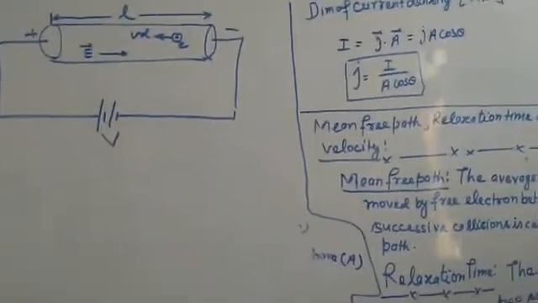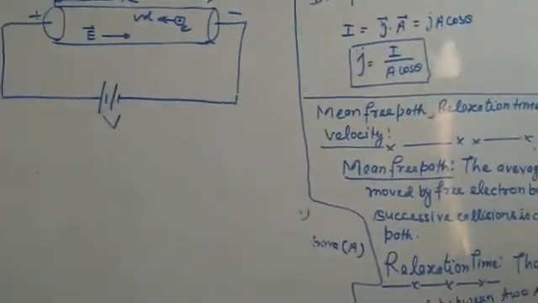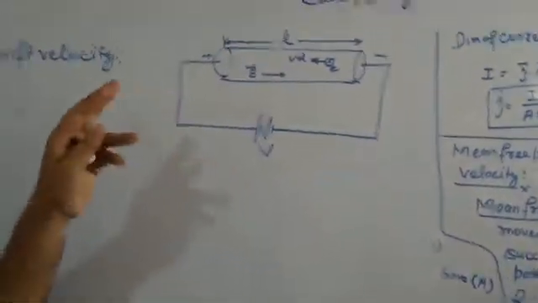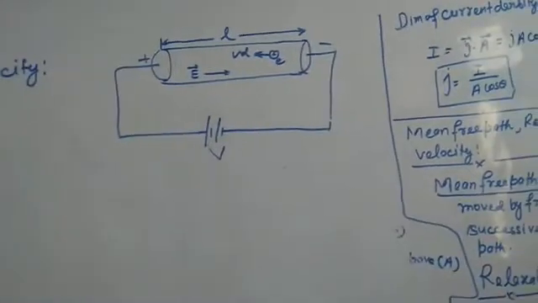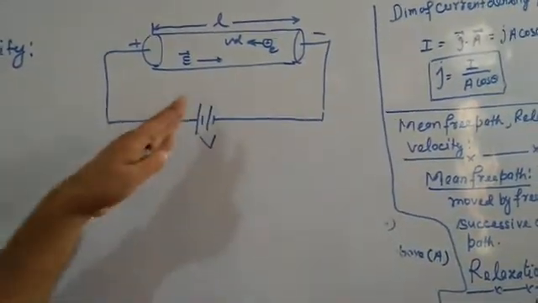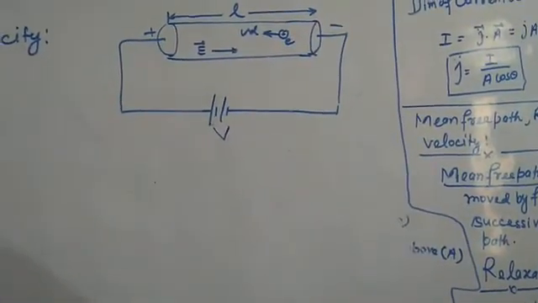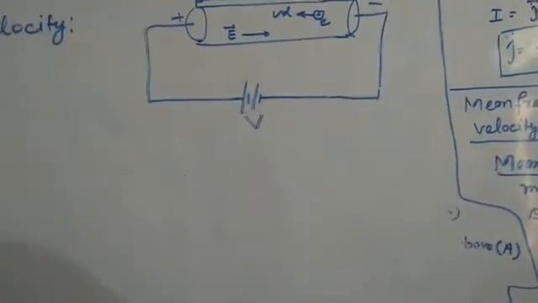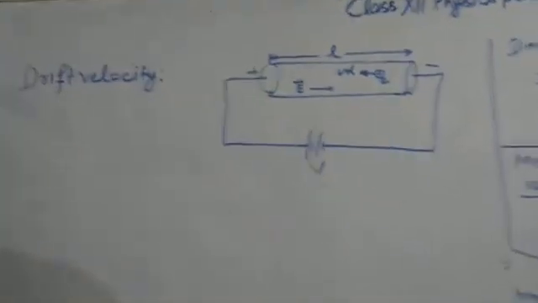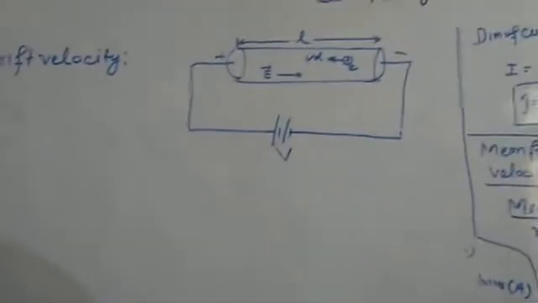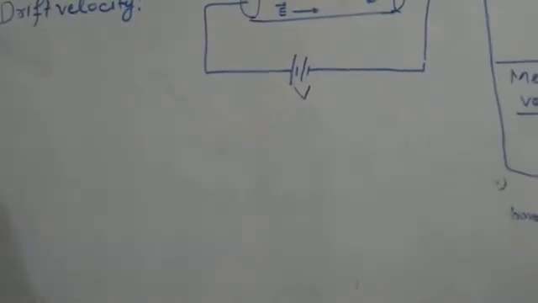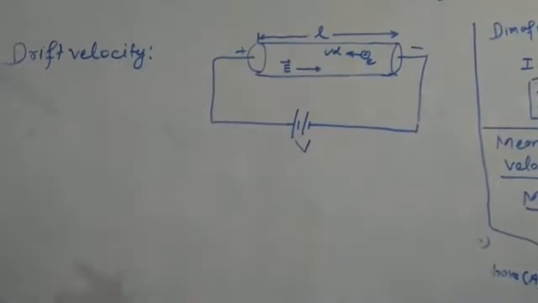Now, when an electric field is applied in a conductor, a force on each electron acts opposite to the direction of the electric field. The electrons get biased in their random motion in favor of the force on each electron.